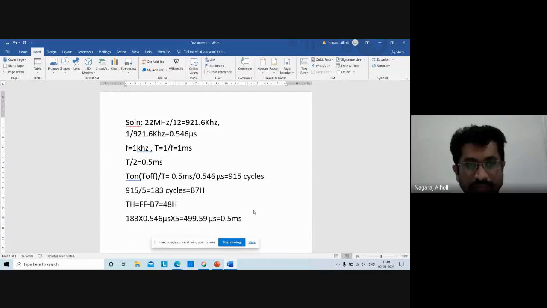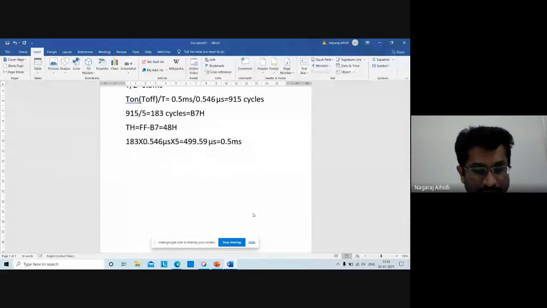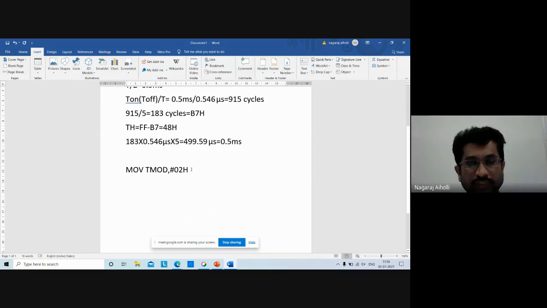Okay. Now let us write the program. Move, we have to store the TMOD register. We have to initialize that. MOV TMOD, we are using timer 0 in mode 2. So it is 0000 in the upper 4 bits: GATE, C/T bar, M1, M0 are 0. Then the lower 4 bits for timer 0: gate is 0, software mode, C/T bar is 0 for timer, M1 M0 timer mode is 10. So it is 02H.